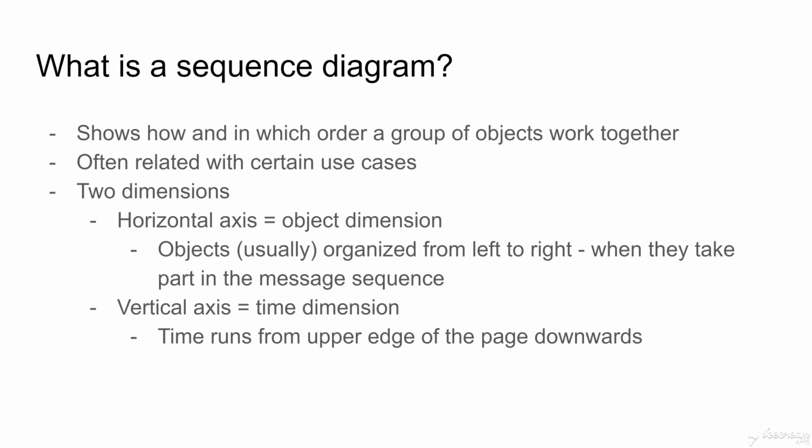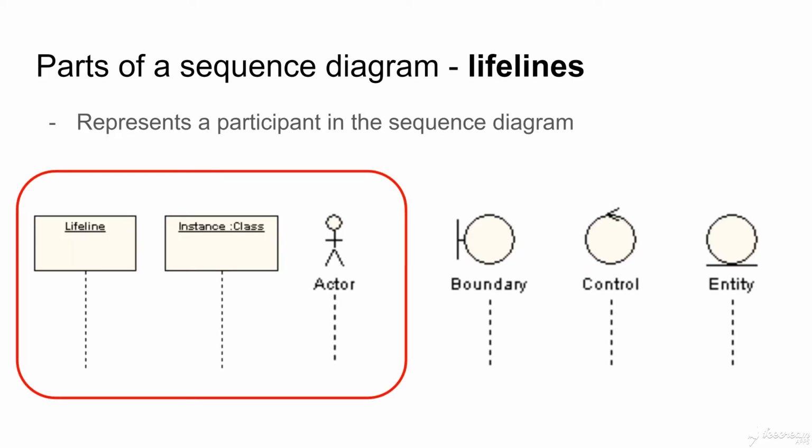Each diagram has two dimensions: the horizontal axis, which represents the object dimension, and the vertical axis, which represents the time dimension. Objects are usually arranged from left to right, depending on the order in which they take part in the message sequence, and the time progresses from the upper edge of the diagram downwards, so the latest events are always at the bottom of the diagram. Let's take a look at the different parts of the diagram.